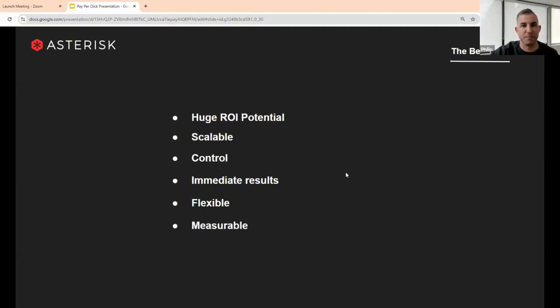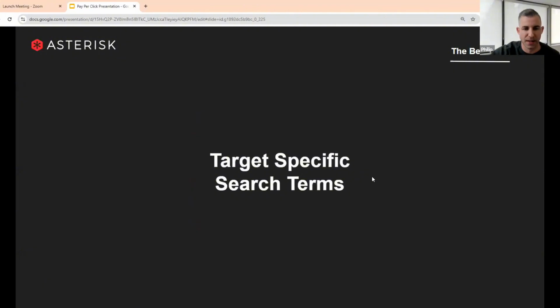And then of course, it's also very measurable, right? I showed you that graph or that picture before. You can see so many stats, leads, cost per click, cost per lead, click-through rate, all of these kinds of things. ROI, of course. So it's very measurable, which is a huge bonus as well.